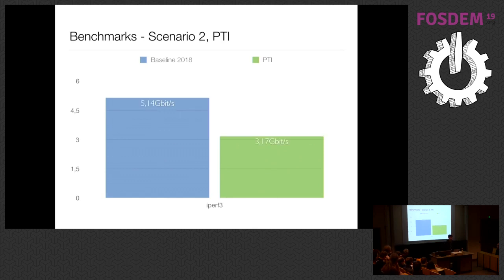The picture looks a little bit different when we have this worst-case scenario running everything on one CPU. The baseline performance is around 5 gigabits per second, and now it drops down to 3.17 gigabits per second, which is a 1.6 times increase in the time it needs to transfer this data. So that's quite heavy.